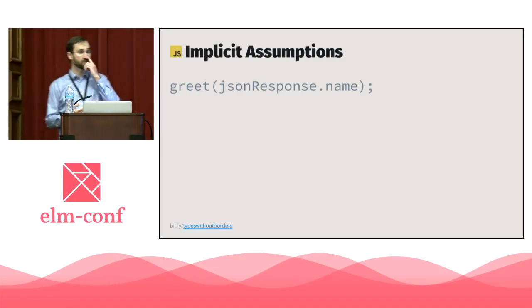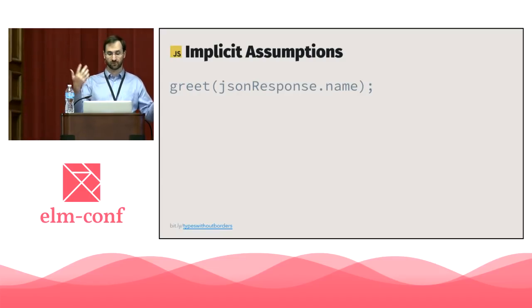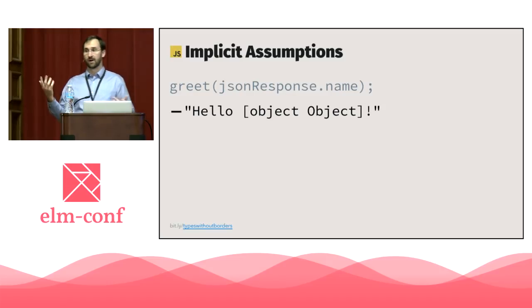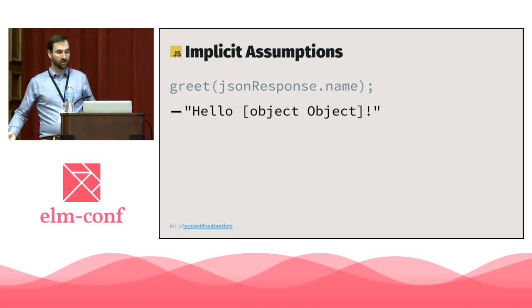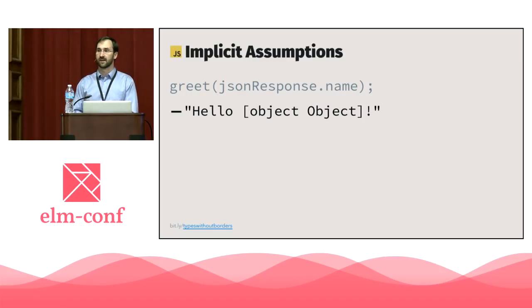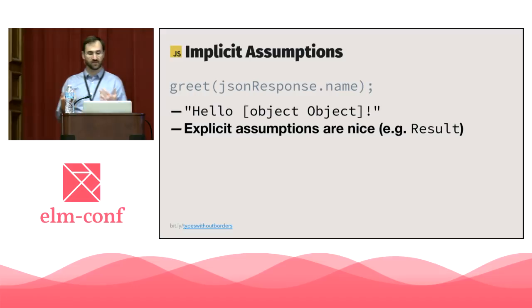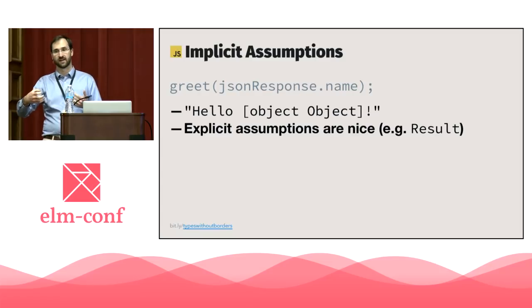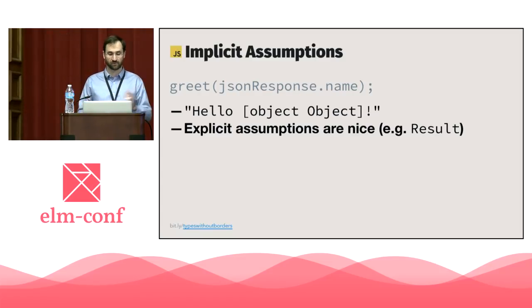So compare this to the experience of dealing with JSON in JavaScript. We've got our greet function, and we're passing in some JSON data. We're pulling the name attribute off of that JSON data, and we're greeted with hello object object. In Elm, we would never get this because before it even calls our greet function, we would see that we had an incorrect assumption when we decoded it. And instead of getting a successful response back, we would get an error in our decoder. So that's quite cool. We have these explicit assumptions, results, and we know at the gate, as soon as we get our JSON data, that something went wrong. That's a wonderful feature of Elm.